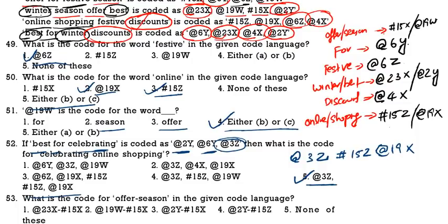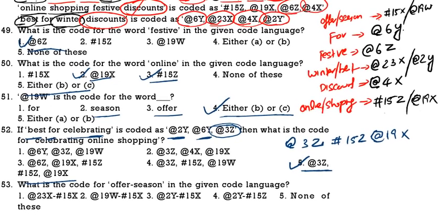What is the code for offer season? So offer season means this one. This one is the code. Either #15x at for 19w. #15x at for 19w. 2 is the correct answer. See the next question.